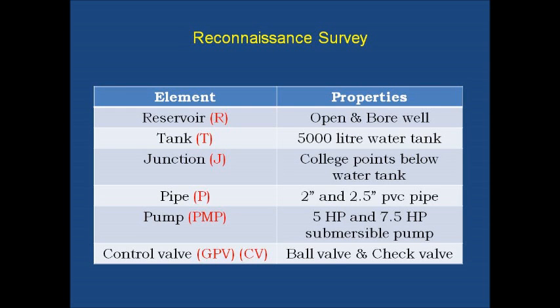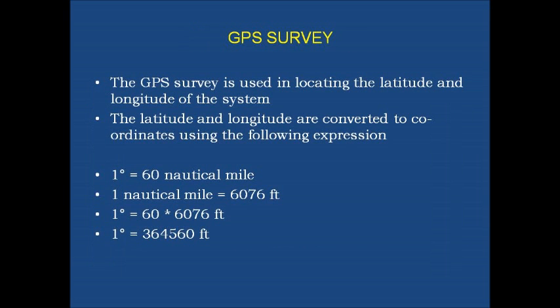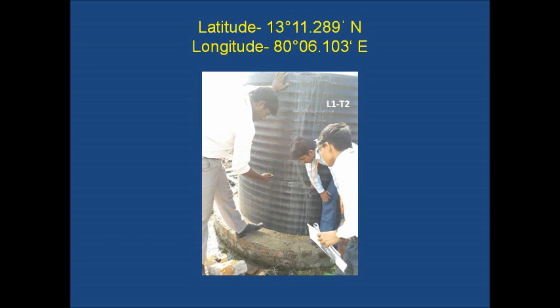The reconnaissance survey of our project consists of reservoir, tank, junction, pipe, pump and control valve. The GPS survey of our project is used to locate the latitude and longitude of each component of the system. This is L1T1, a tank of the water distribution system model.